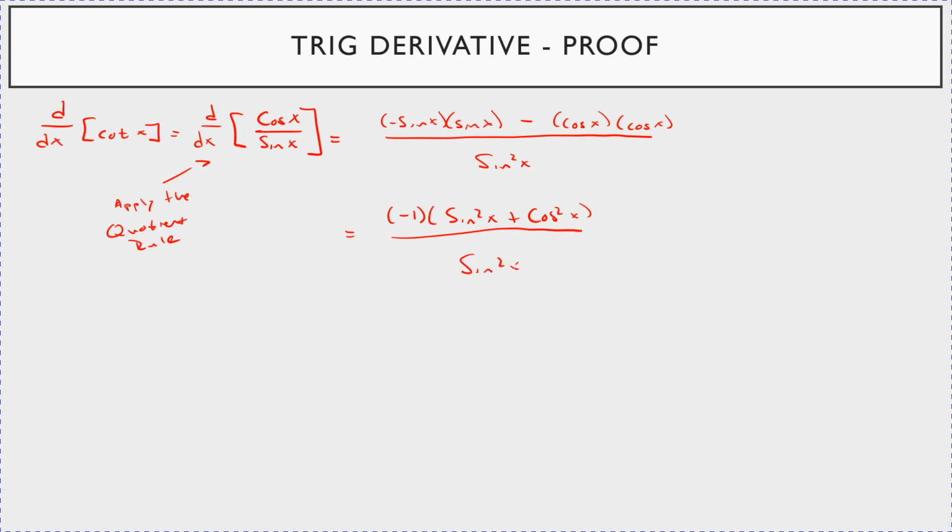Well, the reason I factored out the negative is that we know the trig identity sine squared of x plus cosine squared of x is equal to 1. Well, look, 1 over sine is cosecant of x, so I have this negative. So 1 over sine squared then is negative cosecant squared of x.